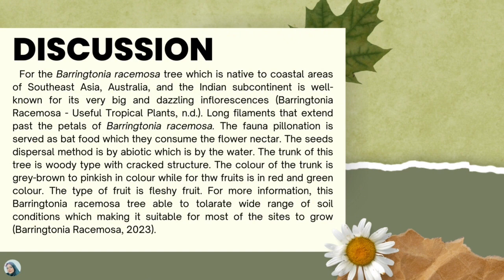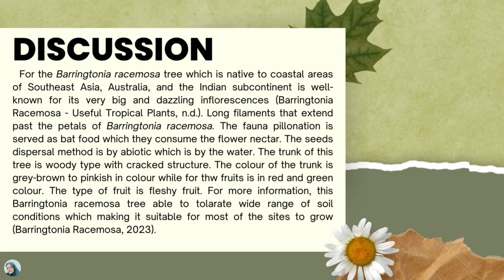So in this discussion, I will focus on Barringtonia racemosa. This tree is native to the coastal areas of Southeast Asia, Australia, and the Indian subcontinent. It is well known for its very big and dazzling inflorescence. Next, Barringtonia racemosa has long filaments that extend past the petals. The fauna pollination is served by bats, which consume the flower nectar. The seed dispersal method is abiotic, by the water.